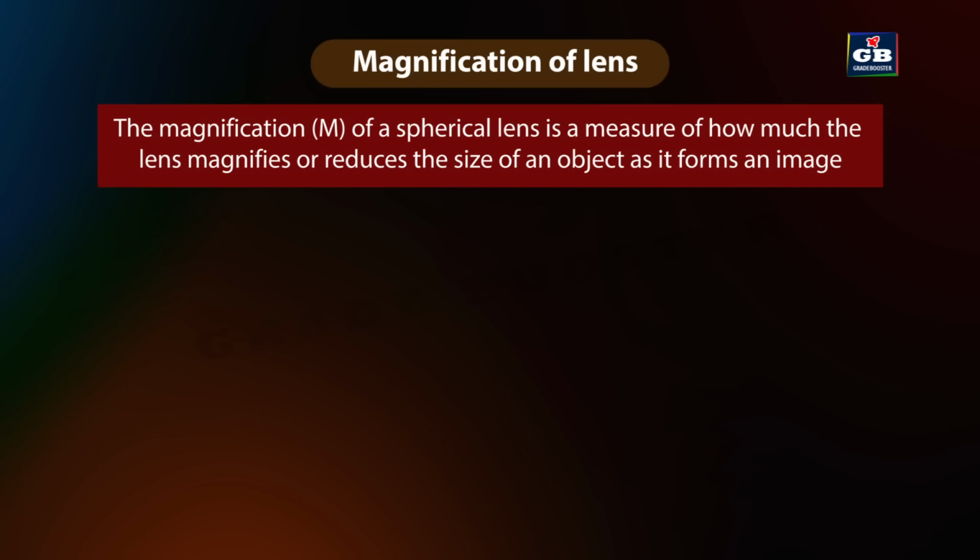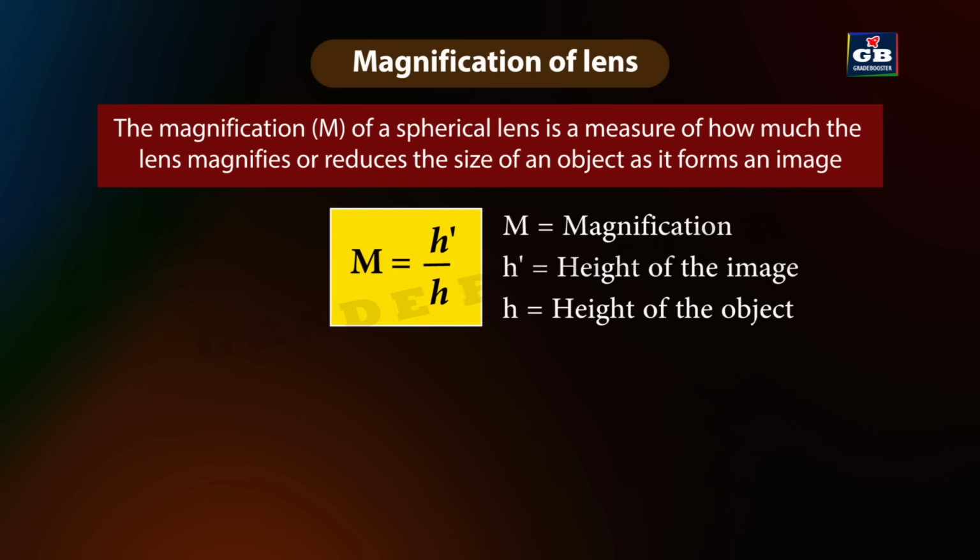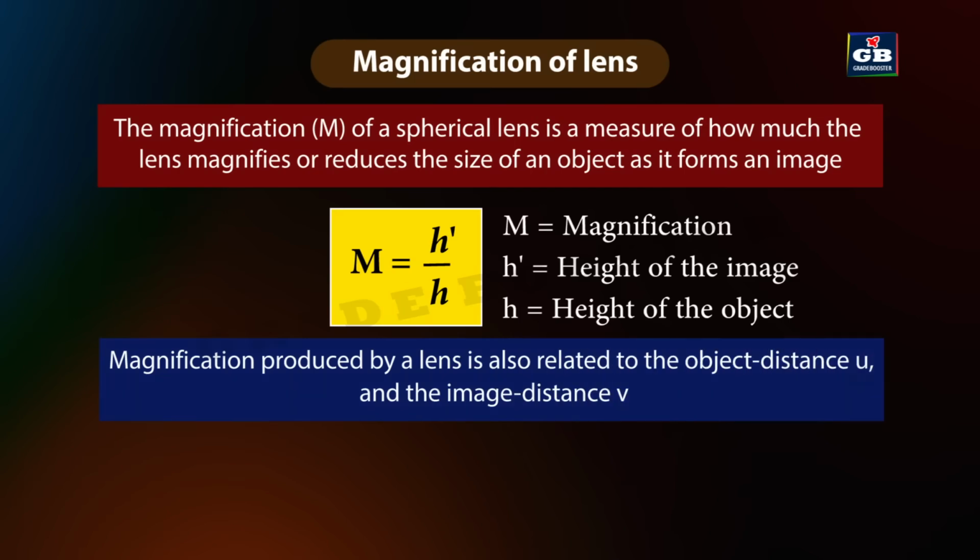The magnification m of a spherical lens is a measure of how much the lens magnifies or reduces the size of an object as it forms an image. Magnification is calculated using the following formula: m = h'/h. Magnification is represented by the letter m. Here h is the height of the object and h' is the height of the image given by a lens.